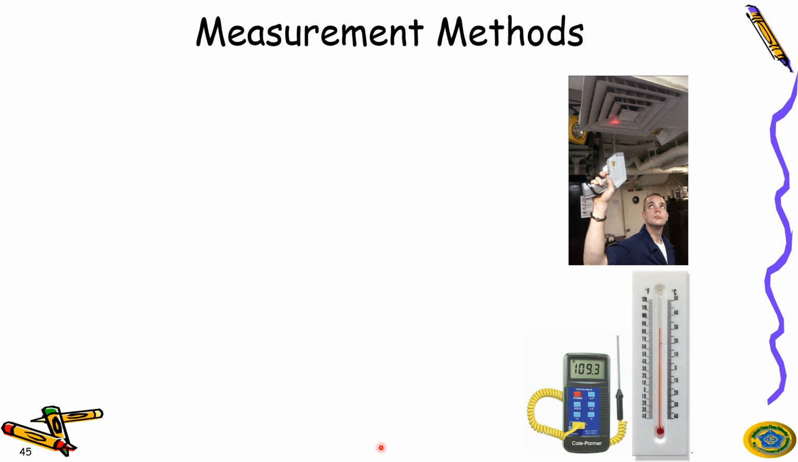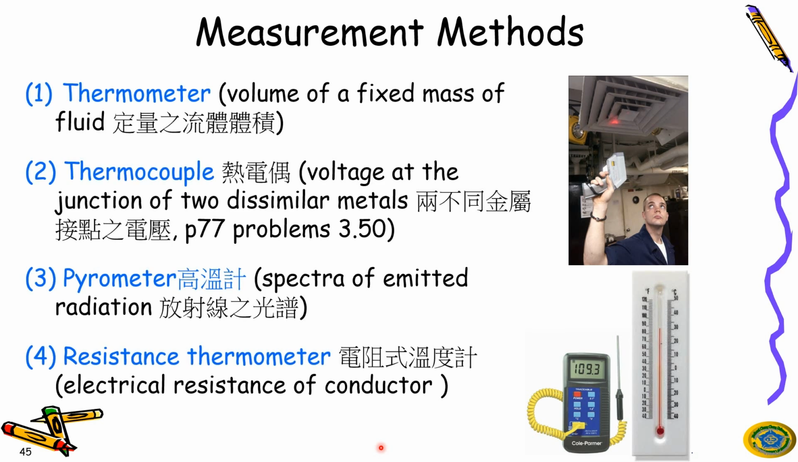Now let's talk about the measurement methods. There are 4 things you can use. One is the thermometer. Thermometer is this one. You know that because the temperature increases, the volume increases, so you get a higher level. The scale indicates that the temperature increased.